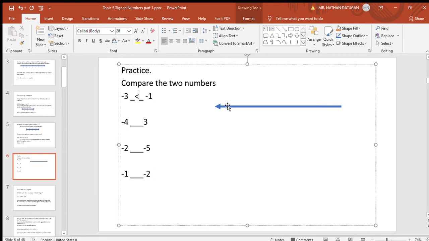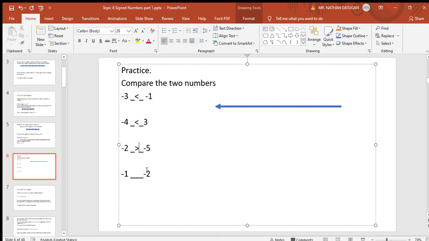Again, we're going to do the same thing. Here's -4 and 3. Since 3 is positive and -4 is negative, it's already implied that positive 3 is way larger than -4. Now we're going to compare -2 and -5. If you draw a number line, -2 will be somewhere here, -5 will be somewhere here. So that means -2 is greater than -5.